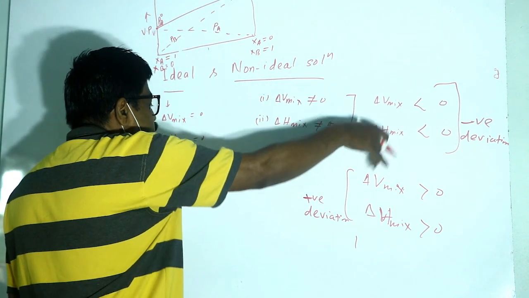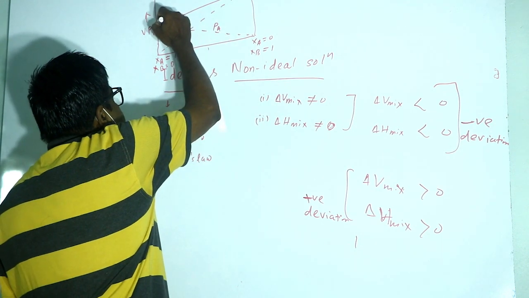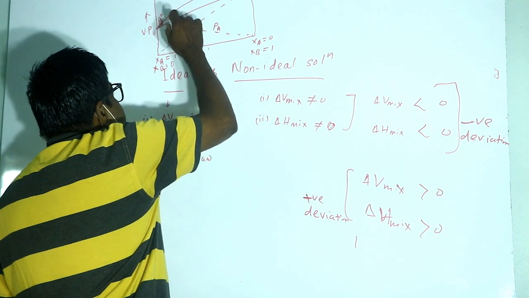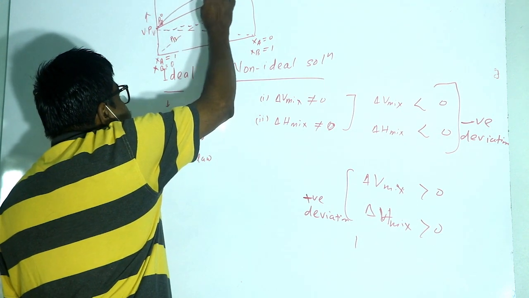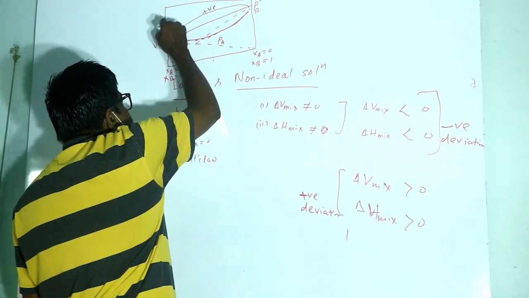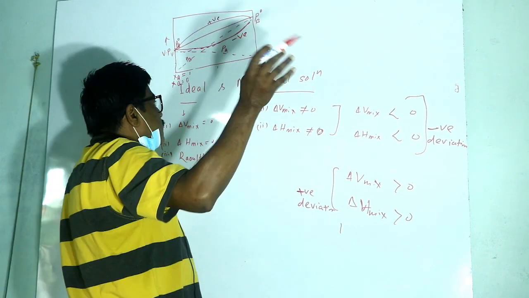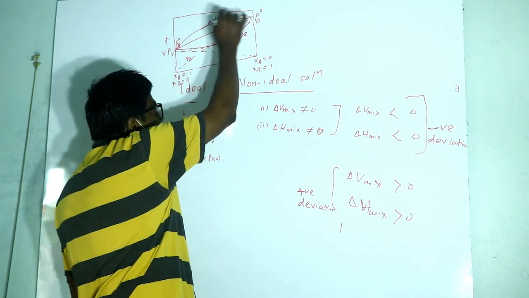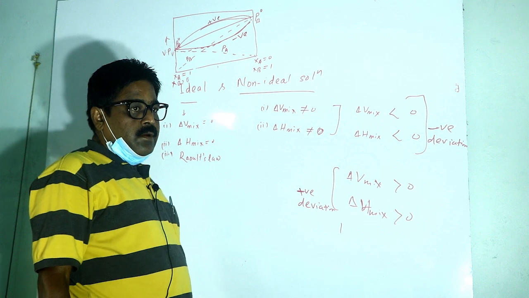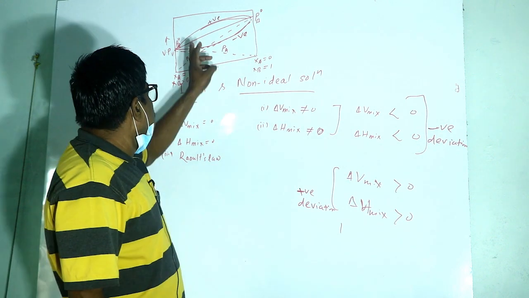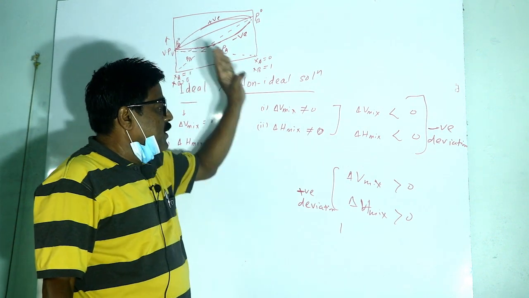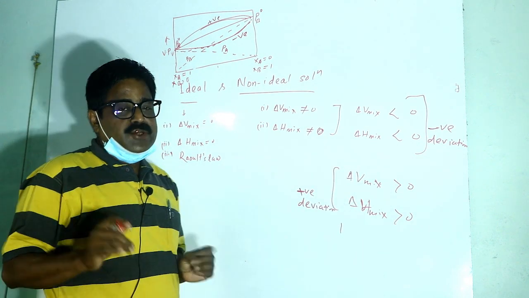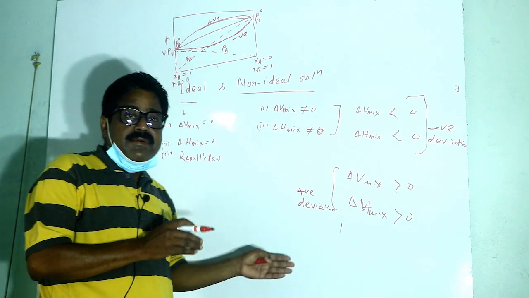It is like this for positive deviation. When there is a negative deviation, it is something like this. There is a different graph for that. So this is the solution containing positive deviation, where the vapor pressure is always higher. Here del V mix greater than 0 means the interaction between the solute and solvent is somewhat less than what the solute and solvent have individually.